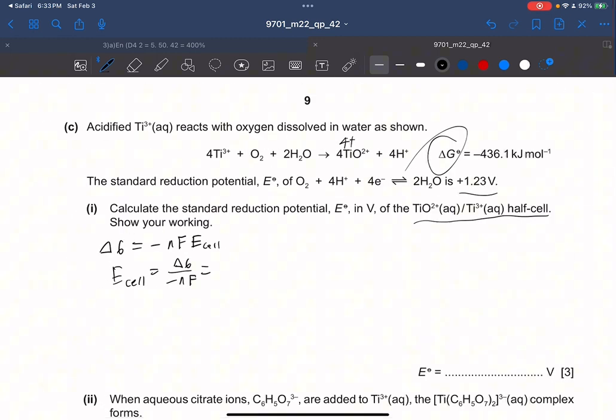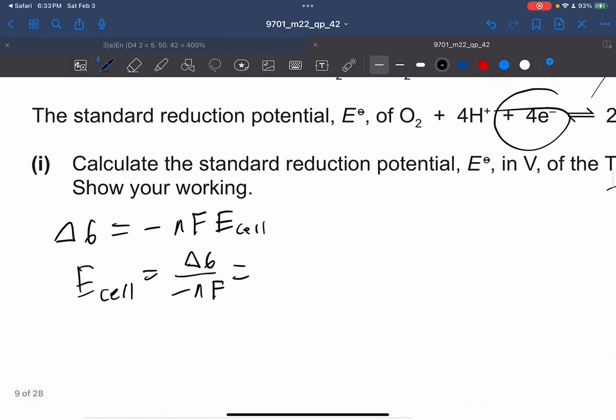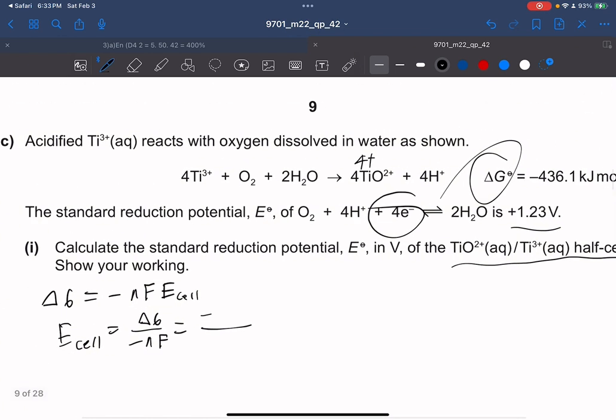So N is the number of electrons involved in this reaction. If in the reduction there were 4 electrons involved, then surely in the oxidation 4 electrons were involved. It's never that 5 electrons are happening on one side and the other side has 2. It's never like that. 4 electrons on one side, the other side will also have 4 electrons going on. So what we're gonna do here is negative 436 100 joules divided by negative 4 times 96 500.